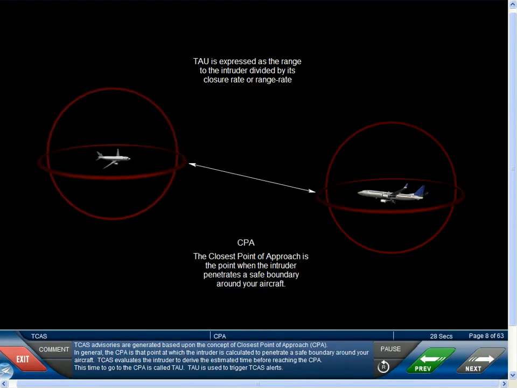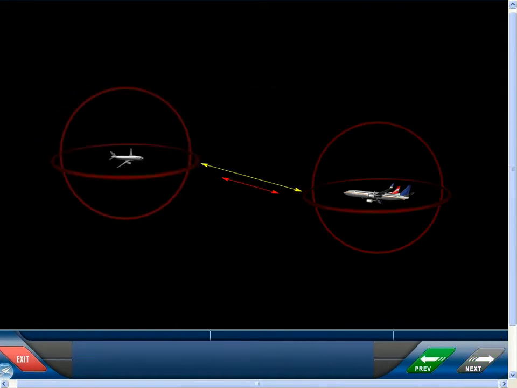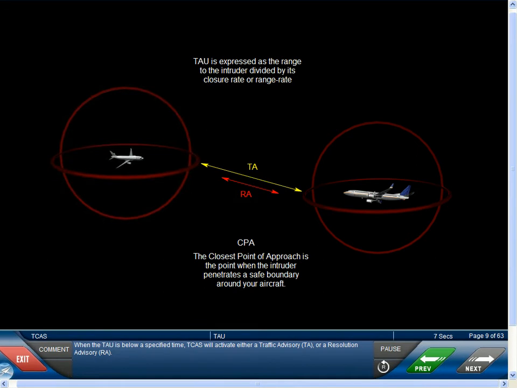TCAS advisories are generated based upon the concept of closest point of approach, or CPA. In general, the CPA is that point at which the intruder is calculated to penetrate a safe boundary around your aircraft. TCAS evaluates the intruder to derive the estimated time before reaching the CPA. This time, to go to the CPA, is called TAU. TAU is used to trigger TCAS alerts. When the TAU is below a specified time, TCAS will activate either a traffic advisory, TA, or a resolution advisory, RA.